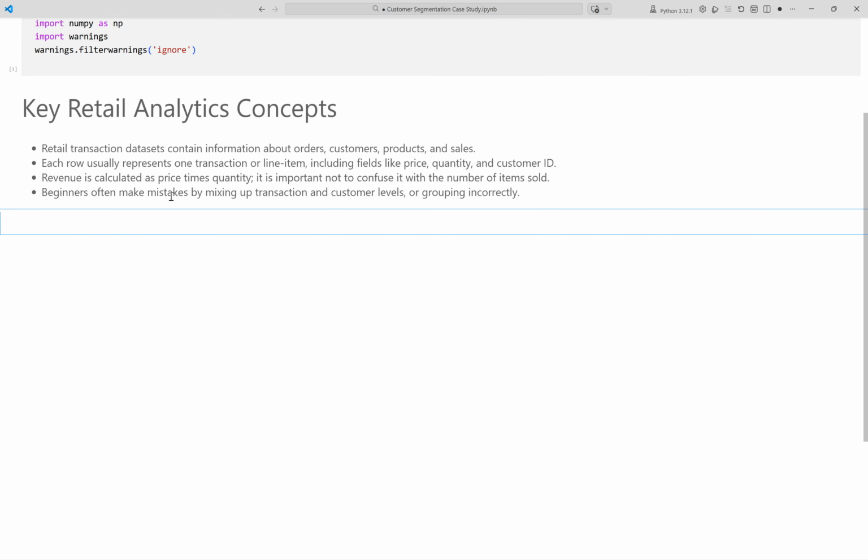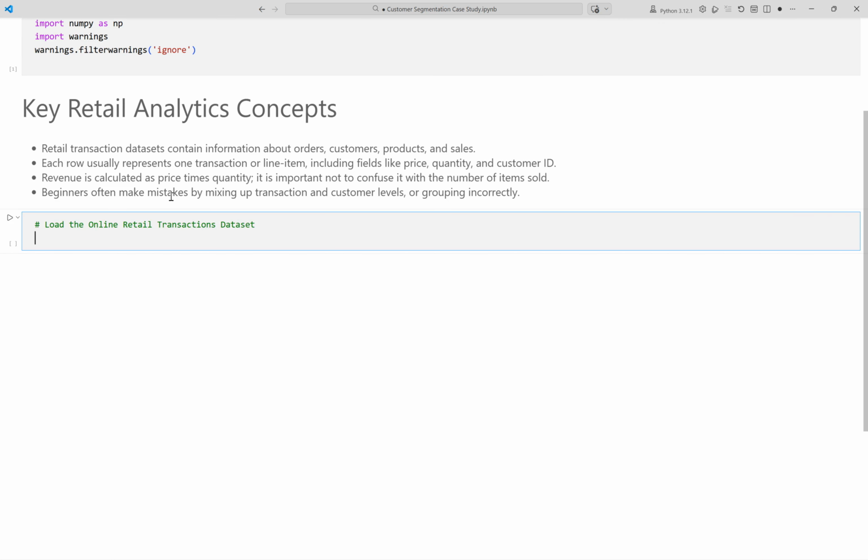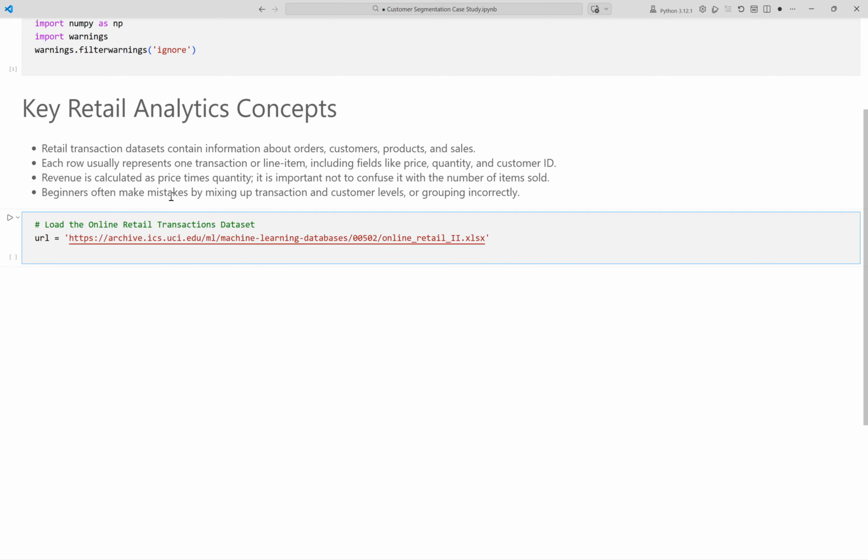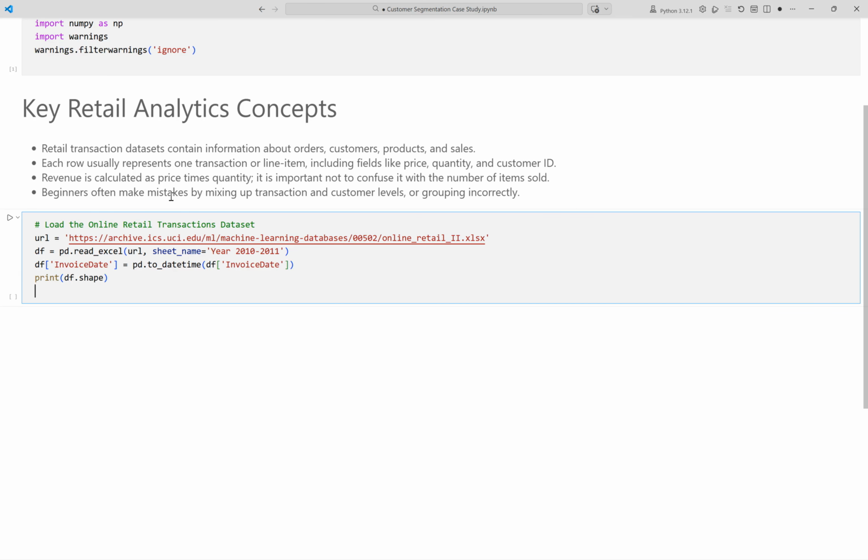We load a real online retail transaction dataset containing sales and customer data. We specify the direct URL to the raw dataset from the UCI machine learning repository. We open the Excel sheet that contains transaction details for a full retail year. We make sure invoice dates are treated as time data for proper analysis. We print the dataset size. Each row is a product bought on a ticket. We preview the first three transactions to understand the structure: invoice, product, quantity, price, date, and customer ID.